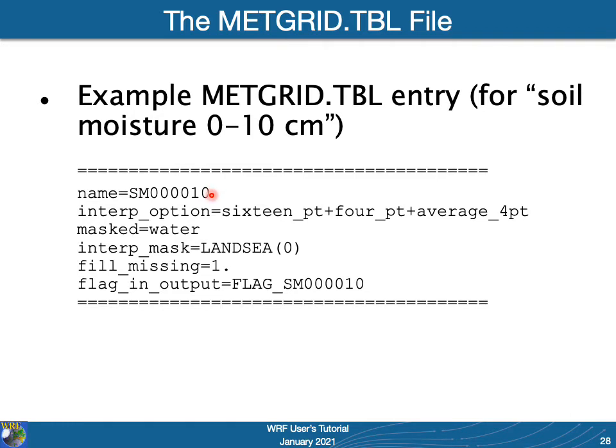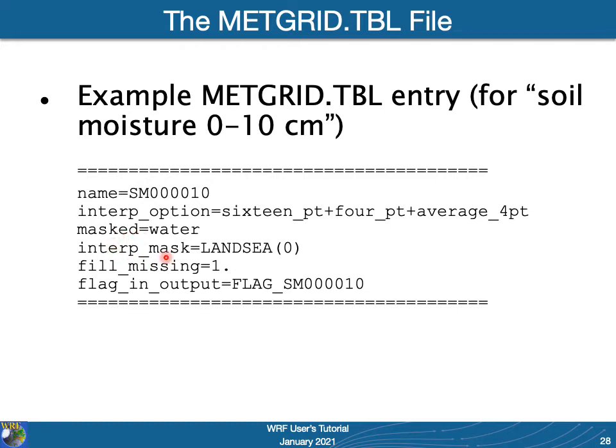In other words, it's the soil moisture in the 0 to 10 centimeter layer. The interp option keyword provides the metgrid program with a sequence of interpolation schemes that it can try to apply to the field. And we'll see how this works in our first example. The mask keyword tells the metgrid program whether this field should be interpolated to land or water points.